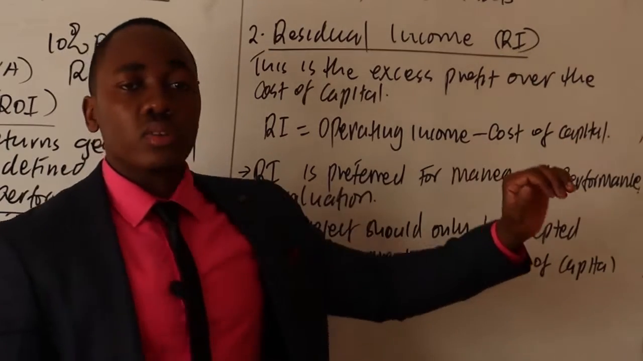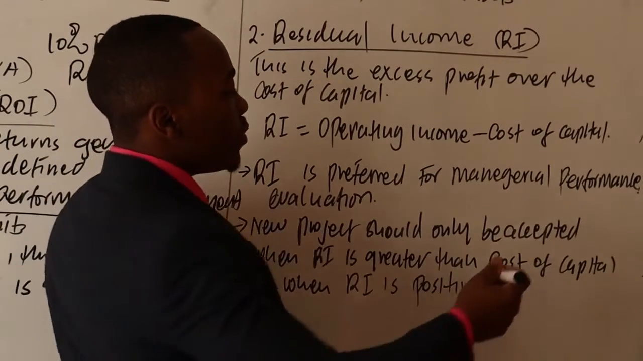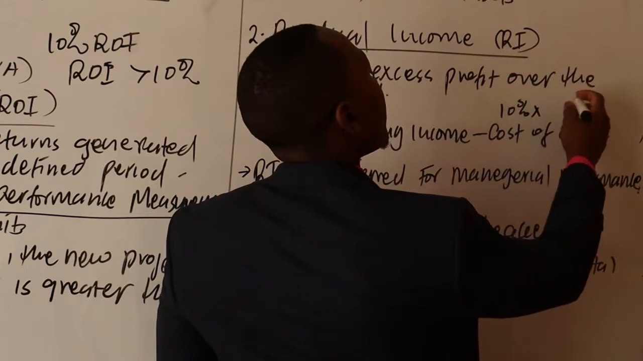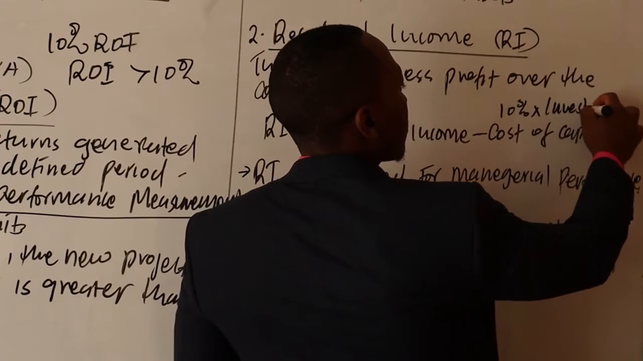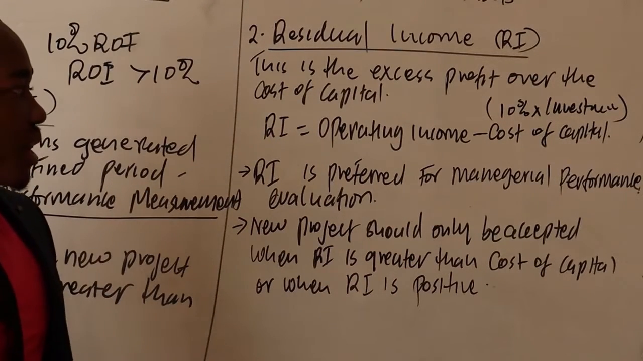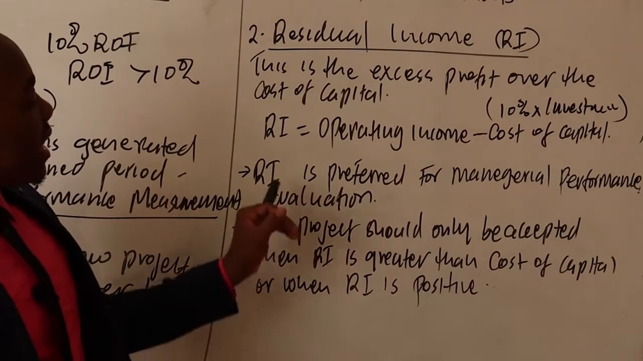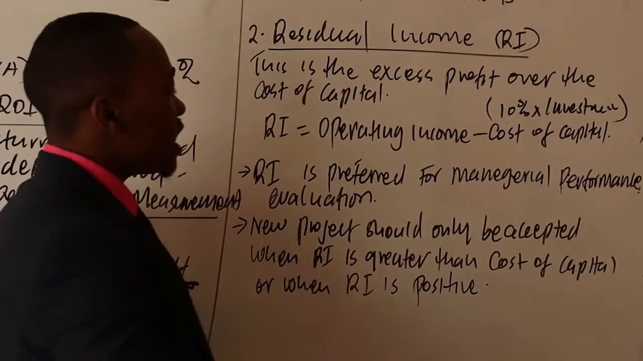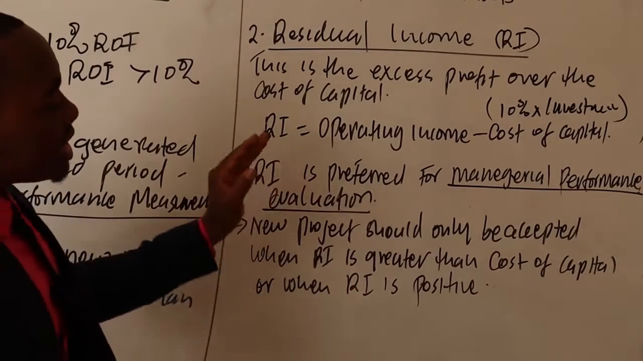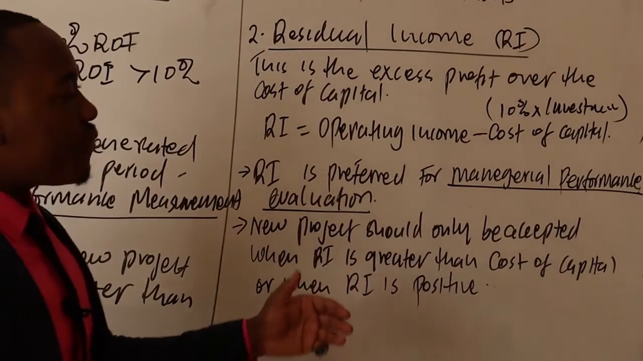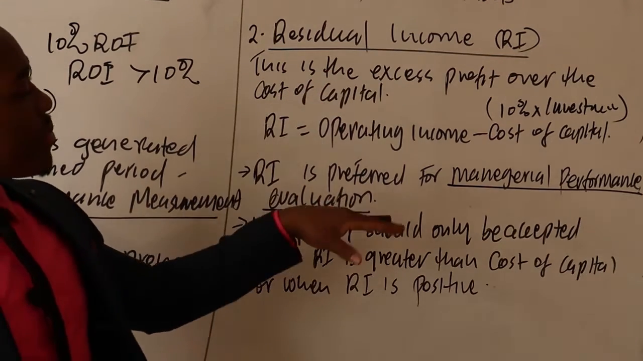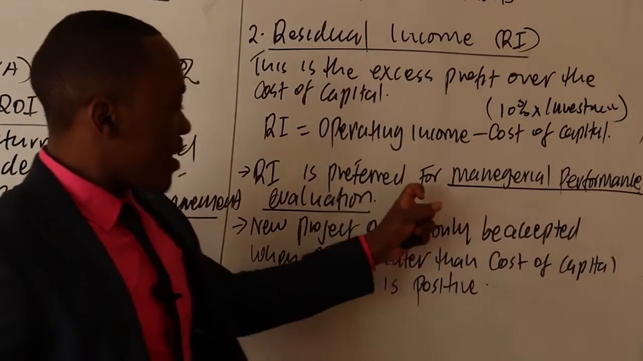And where do you get the cost of capital? To get the cost of capital, if you're given, for example, that the cost of capital is 10%, you just take that 10% of the investment or the capital which you had invested. That's what determines the cost of capital. And then, residual income is preferred for managerial performance evaluation. So we have seen that return on investment is preferred for economic performance measurement, but residual income is highly preferred for managerial performance evaluation.